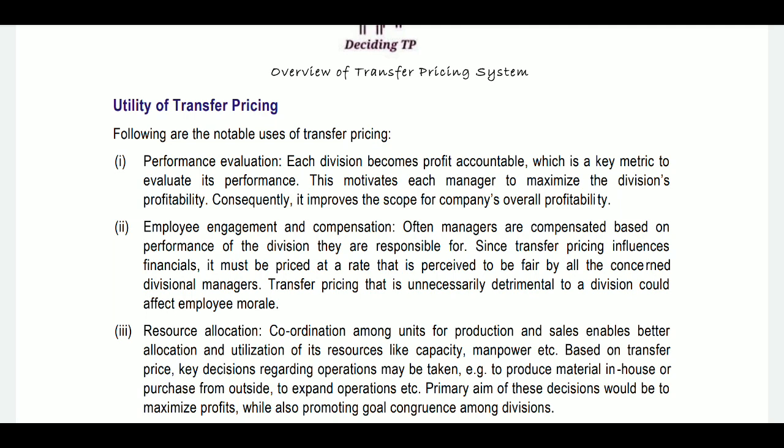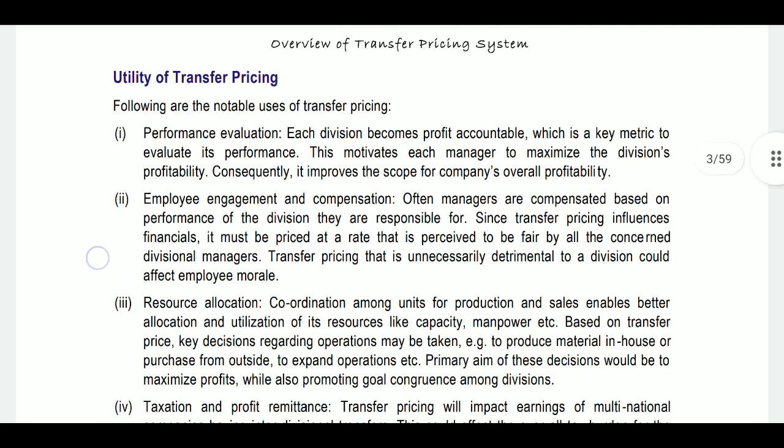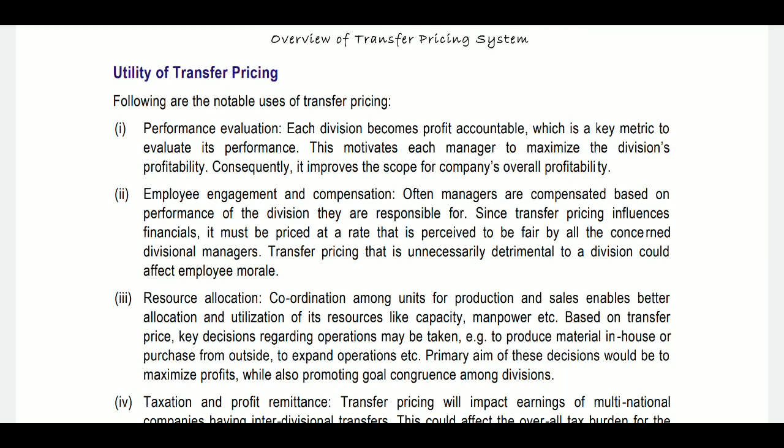Next, once performance evaluation is completed, we go for employee engagement and compensations. For managers, we give compensation for the performance of the division. They are responsible when we give the compensations. And since transfer pricing influences financials, we must be fair to all concerned division managers; otherwise, unnecessary determination of transfer prices to divisions will affect employee morale.